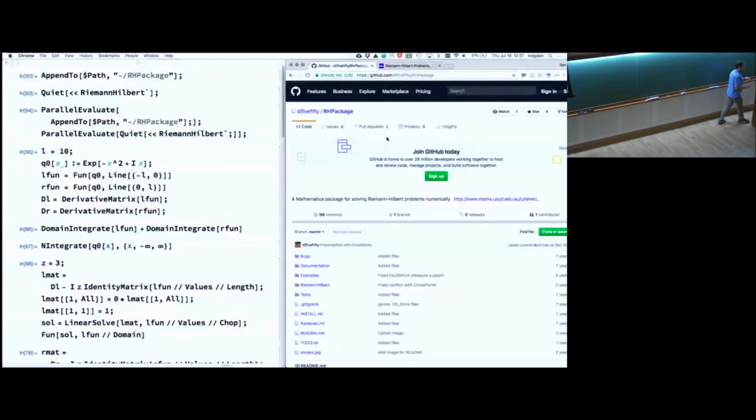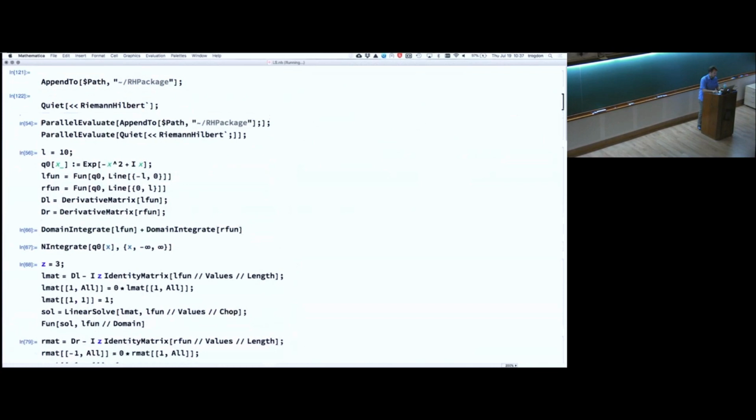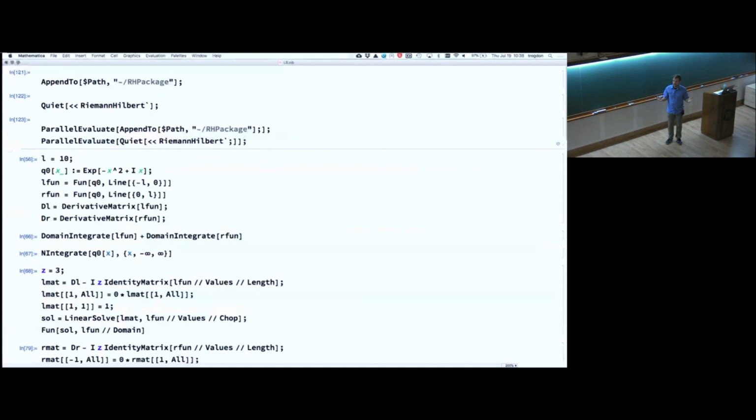Okay, so we have to make sure it's in our path. And I'm going to do everything in parallel. So I have 8 cores on my computer. I'm just going to parallelize it and show you how that all works.